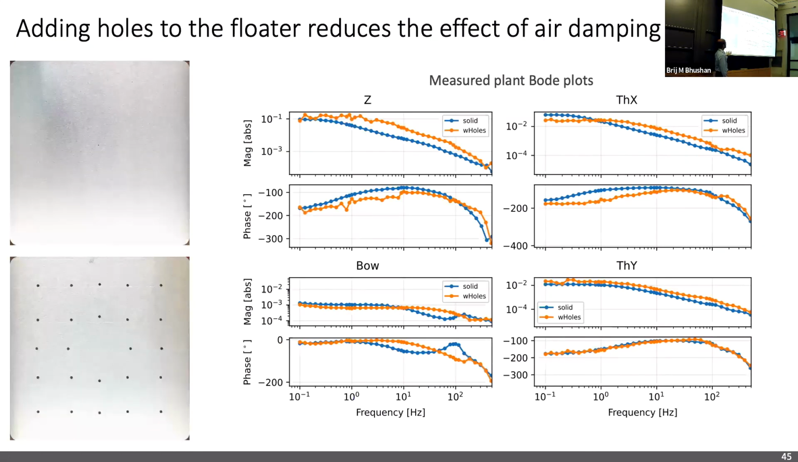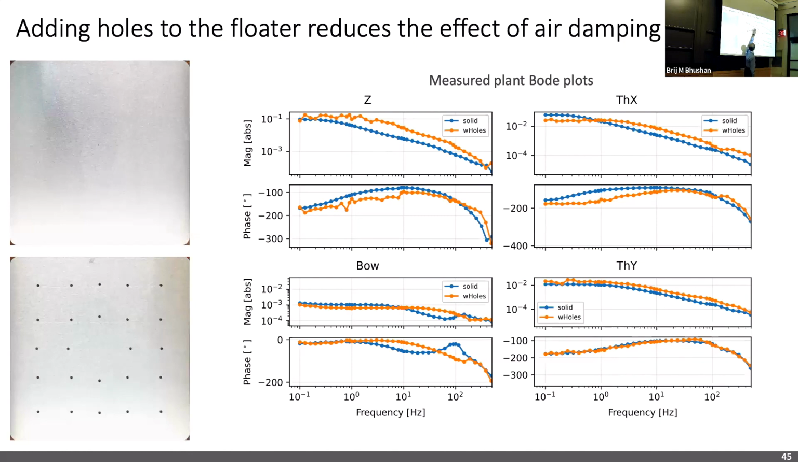We also tried levitation with a floater with holes. I passed around the floaters with holes. Here, for example, air at the center has to travel almost half the length to escape, whereas now it is only the distance between these two holes. So we expect damping to be significantly reduced.